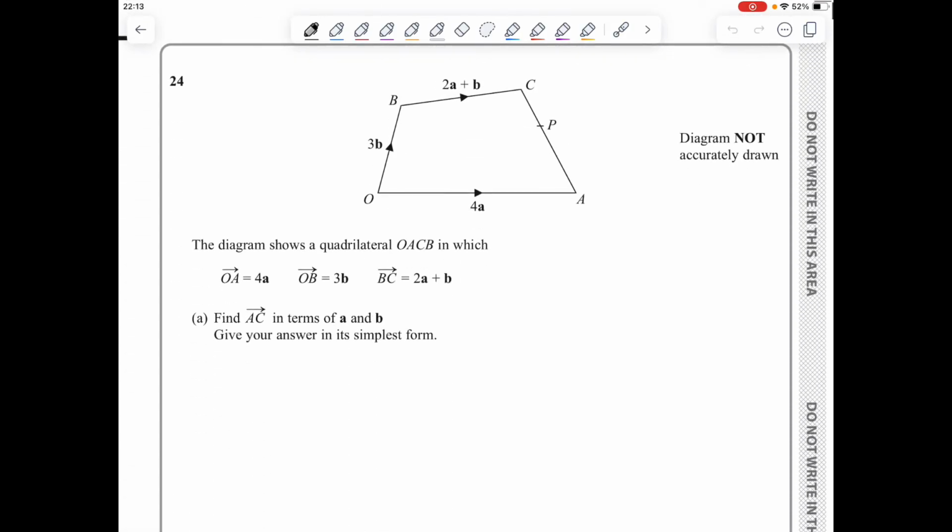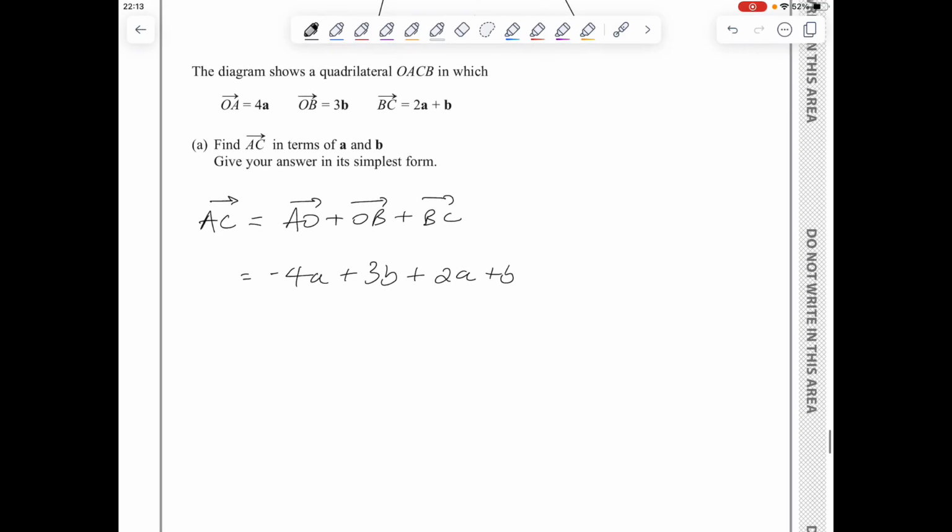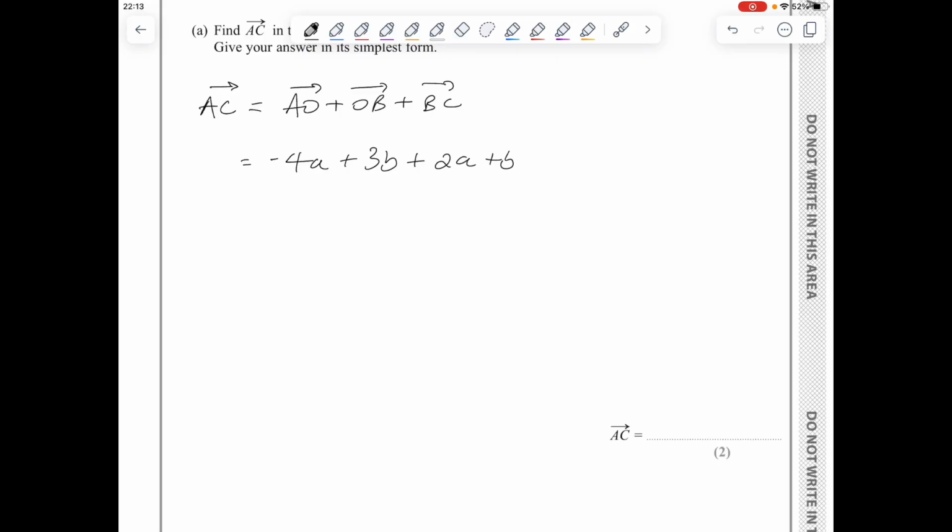For part A of question 24, I need to find vector AC. Now AC is equal to AO plus OB plus BC. Therefore, minus 4A plus 3B plus 2A plus B. And if you simplify this, you will get minus 2A plus 4B.